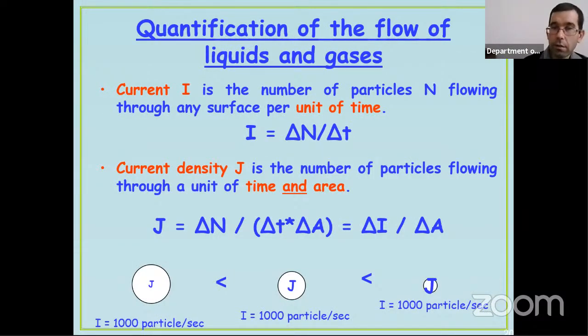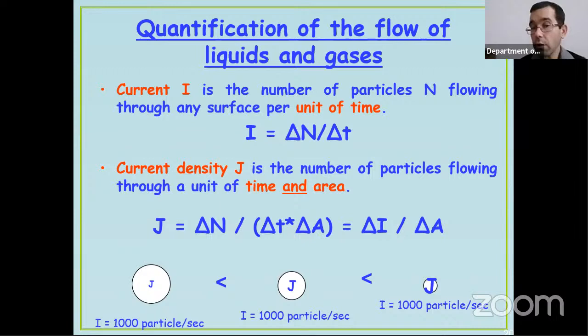Here's the reminder that the current, in case of fluids, or current intensity, was defined as the number of particles or volume of particles or mass of particles per unit time. Similarly, we introduce for fluids the current density, which was the number of particles or mass of fluid or volume of fluid over unit time and unit surface area.